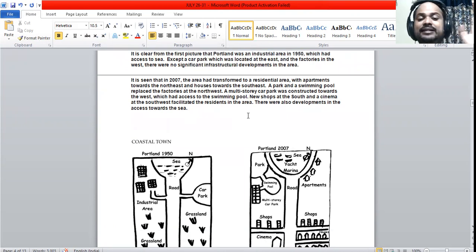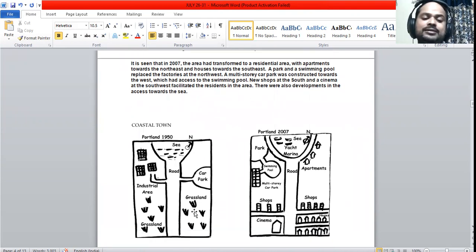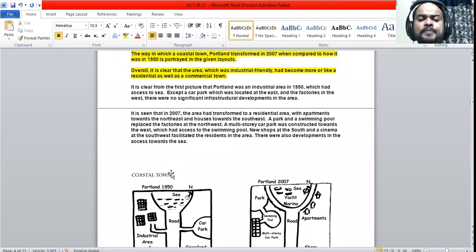You don't see anything other than some industries. You can see some grasslands and a car park. A road is also there. Apart from that, nothing is there. Only some factories were there in 1950. So it was industrial back then.